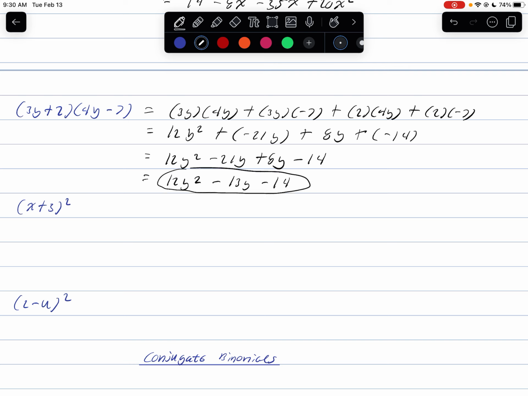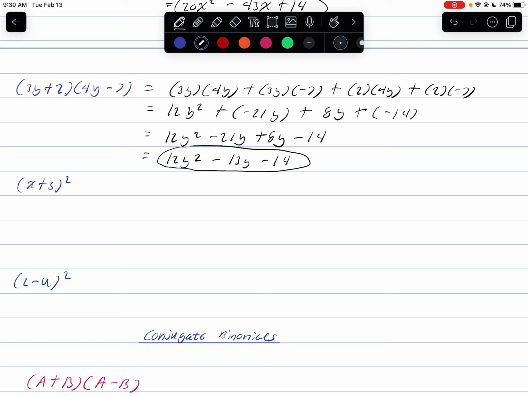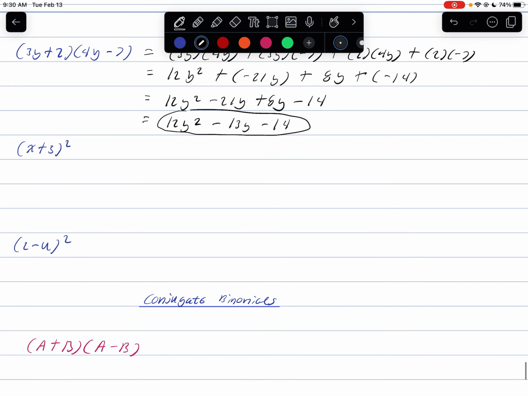Okay, so now let's look at what happens if you want to square two binomials. Or square one binomial, I guess. You can think of it as multiplying together two binomials that are the same, but we're going to square one binomial here. So here we have x plus 3 squared. Okay, this is really not too bad here.